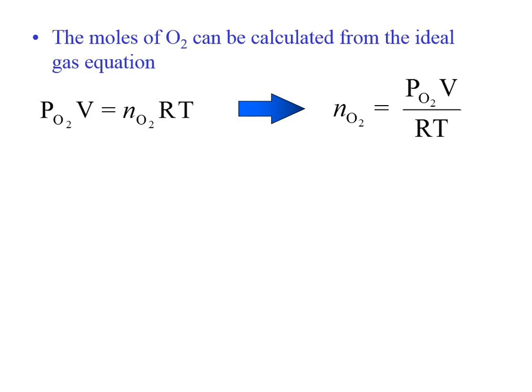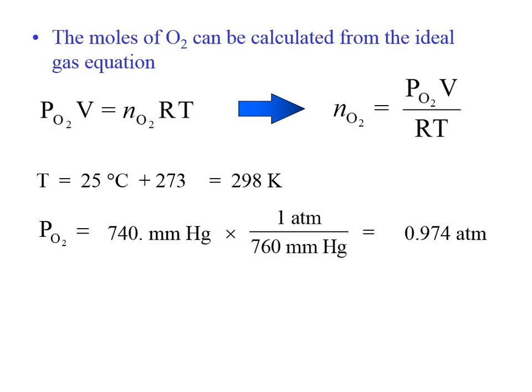So we rearrange P equals nRT, solving for n. Very carefully rearrange it. Then we plug in, but remember we had to fix the temperature by adding 273, which gives us 298 Kelvin. We also had to fix the millimeters of mercury. We know there's exactly 760 millimeters of mercury in 1 atmosphere, so we're looking at 0.974 atmospheres as our partial pressure of O2.